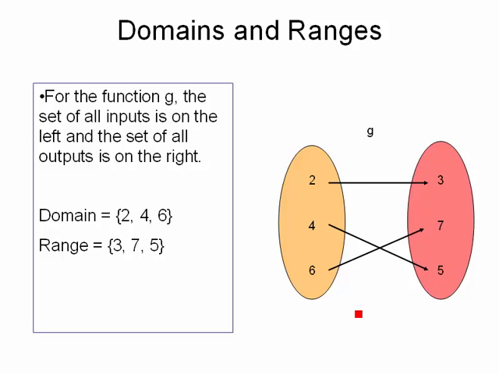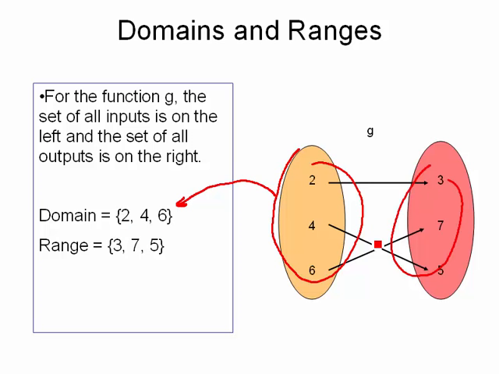Now in the next example, remember we had numbers. So the inputs were 2, 4, and 6. And so to signify that, I'm going to put in curly brackets here. The curly brackets mean a set, 2, 4, and 6. If I ever see the same number twice in either one of these sets, when I list it out here, I only have to put it down once. The range was the 3, 7, and 5. And so there it is. I've put it in curly brackets also.